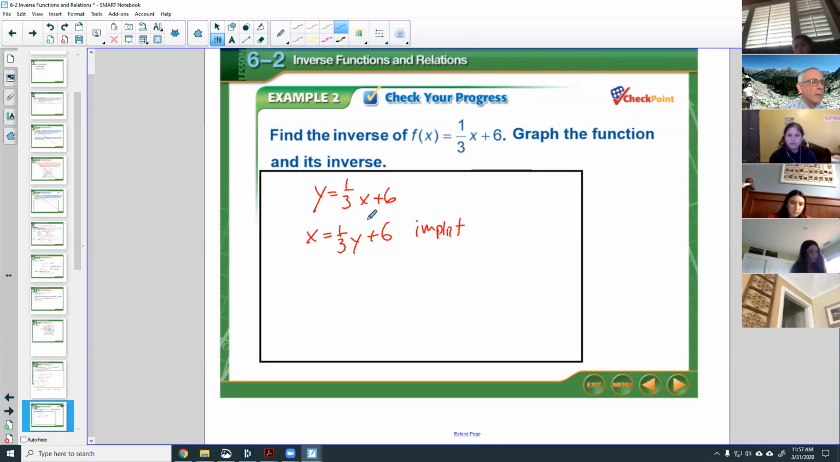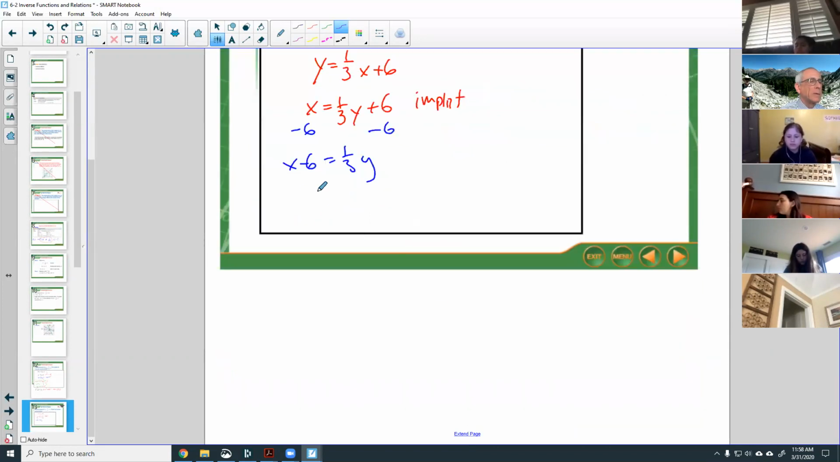Then I subtracted 6 from both sides. Okay, so I'm going to subtract 6 from both sides. So I get x minus 6 equals 1/3 y. Okay, then what? And then I multiplied both sides by the inverse on the y side, so times 3. Excellent. So multiply this by 3 and that by 3, and we get y on this side equals 3x minus 18. Yes. Okay, and then what'd you do?